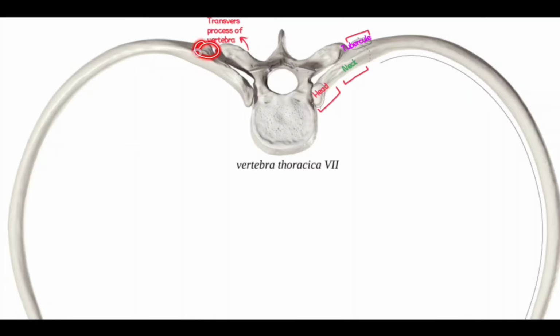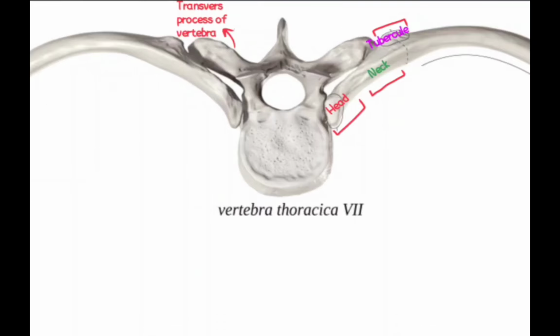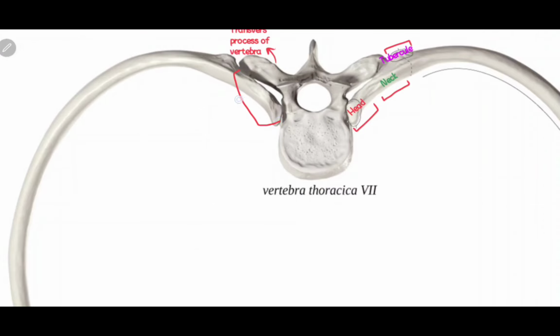Now over here you can see the joints of the ribs and the vertebrae where it articulates. These joints are called the costovertebral joints, where they form joints with the ribs and the vertebrae. So let's just have a look. These both joints form the costovertebral joints. So the neck and the head both form the costovertebral joint.